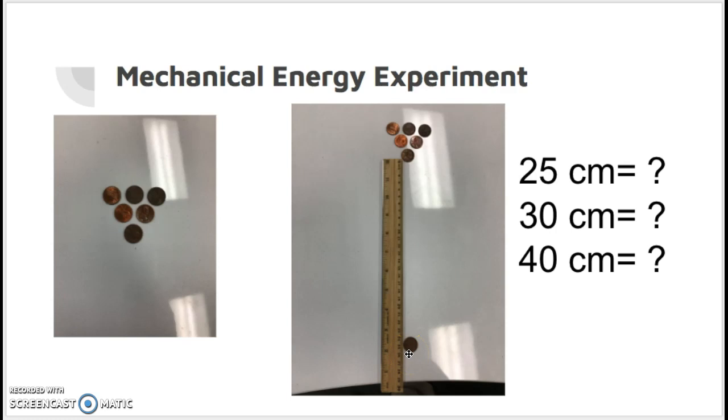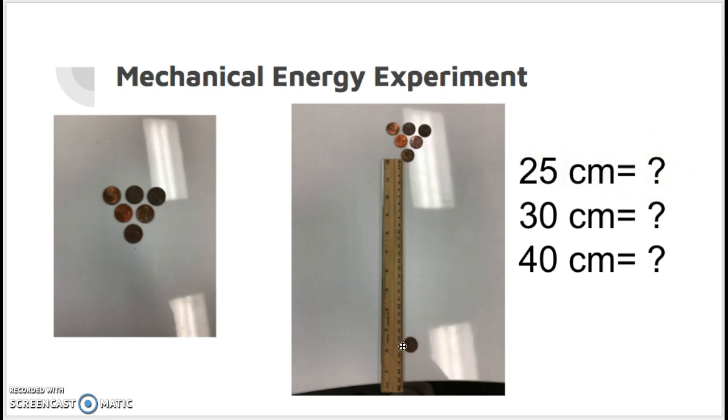Okay? After that, you're going to slide the penny and it's going to hit these just kind of like a bowling ball would in a bowling alley. It's going to hit the pins. Well, in this case, you're going to hit the other 6 pennies and see how many pennies moved. Once you've done that, in your journal you need to write at 25 centimeters how many pennies moved.